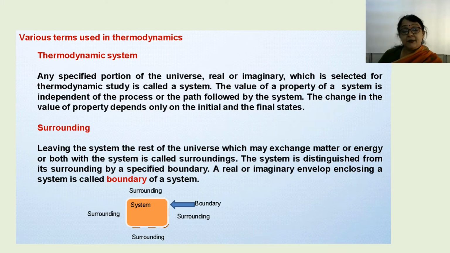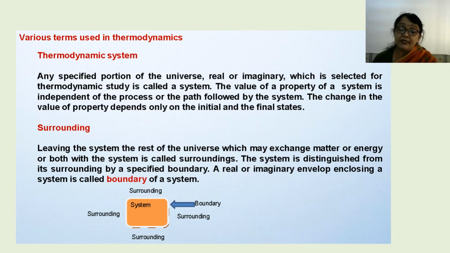Now let us discuss the various terms which are used in thermodynamics. Any specified portion of the universe which can be real or imaginary and which is selected for thermodynamic study is called a system. The system is defined by a specified boundary which can control the transfer of matter as well as energy. The value of a property of a system is independent of the process or path followed by the system. The change in the value of a property depends only on the initial and the final states.